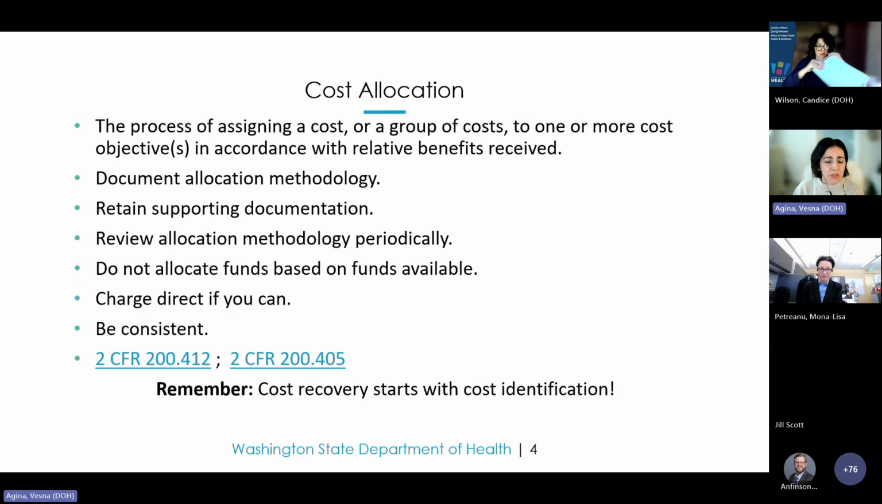It's also very important to remember that when it comes to allocating costs, it's not based on funds available. So it should truly be something that you allocate based on those cost objectives. And the rule of thumb is if you can directly charge your cost, that's always the best. And then again, to be consistent. So that's what we talked about earlier, that you have to make sure that it's a standard, and there's consistency in your cost allocation.